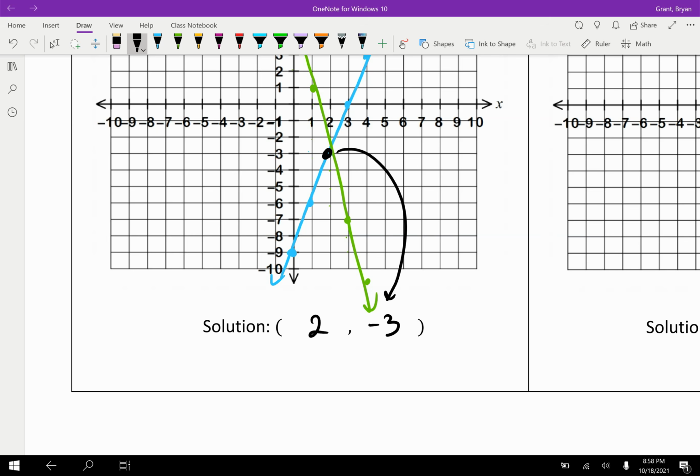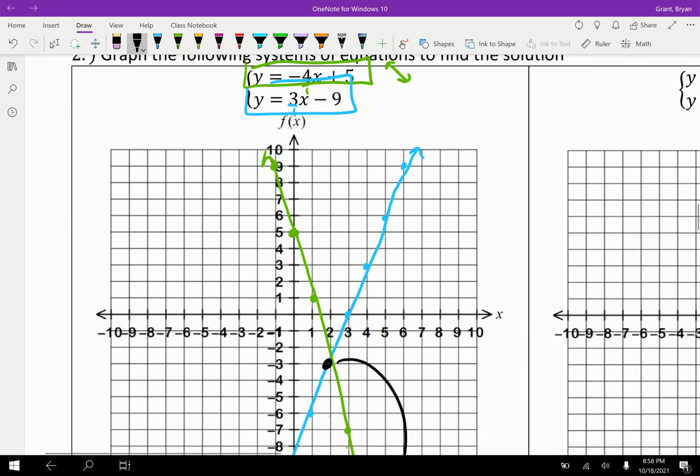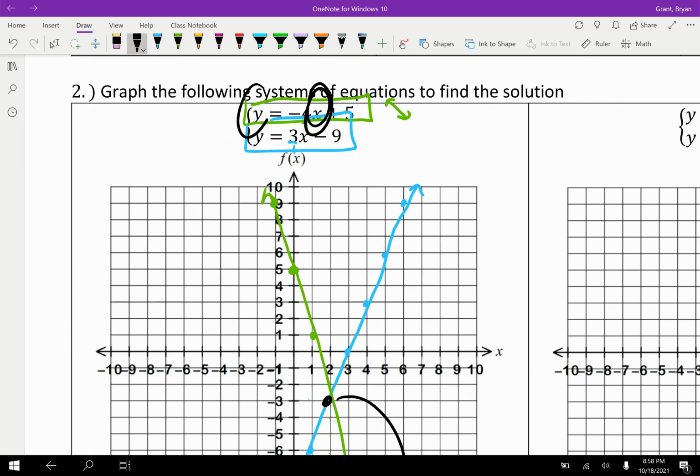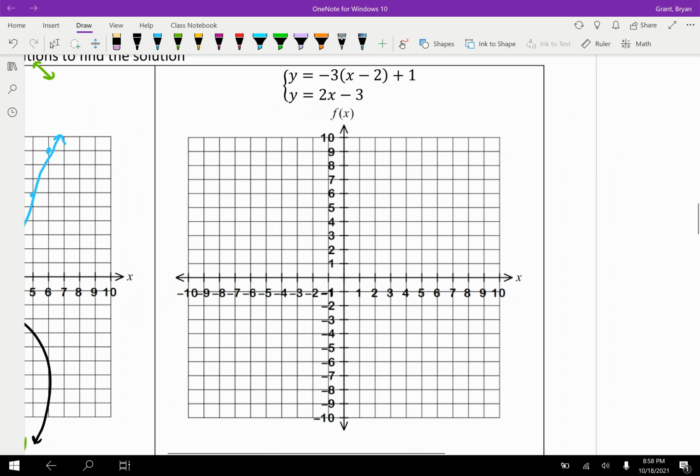Okay. We can see that they intersect at this point right here, and that point has an x of 2 and a y of negative 3. If you really wanted to check that, you would plug 2 in for the x, negative 3 in for the y, and make sure the left side equals the right. All right, let's try our next one.